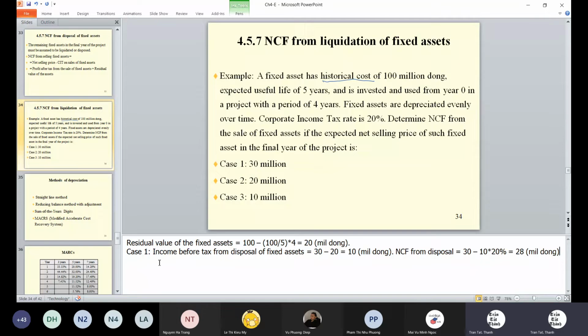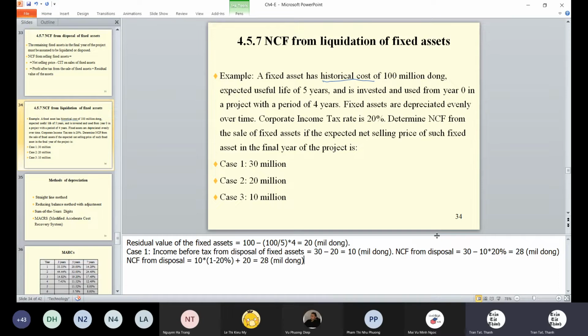The second approach is as follows. Net cash flow from disposals of fixed assets equals the income after tax, which is the income before tax minus tax, plus the residual value, which is 20, and then it's going to be 28 as well. So they are the same. You got the same results: you can use two different methods to calculate the net cash flow, and both of them equal $28 million.